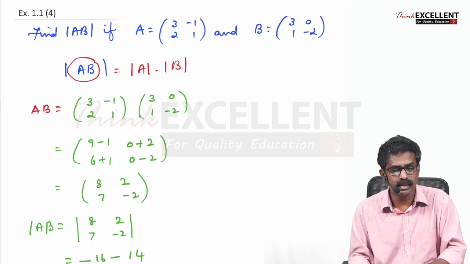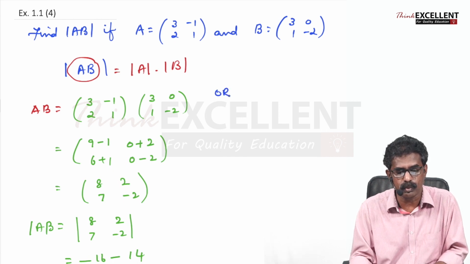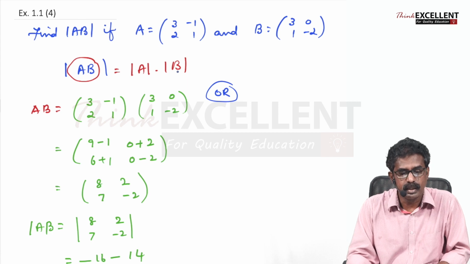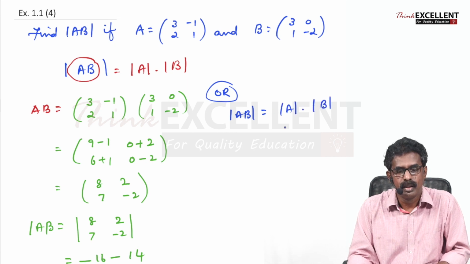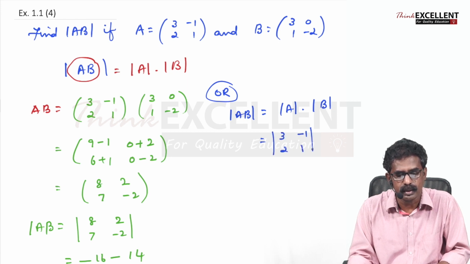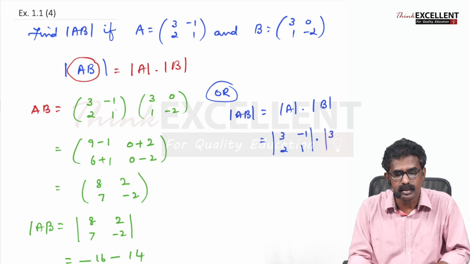Another method I said, but for the examination you use any one method, okay? Another method is determinant AB. Determinant AB can be written as determinant A into determinant B. So that is determinant A. What is A? 3, minus 1, 2, 1, into determinant B. What is that? 3, 0, 1, minus 2.